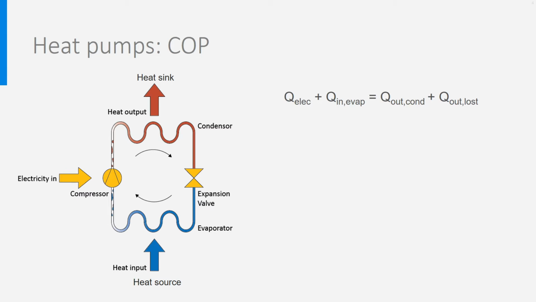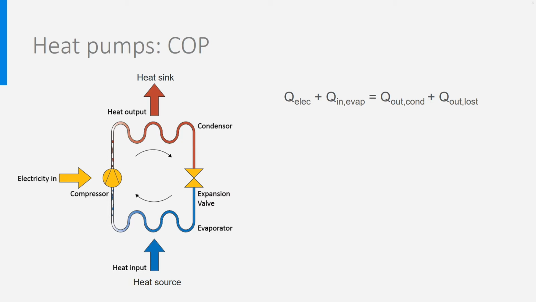Electricity in plus heat input from the evaporator should be equal to the heat delivered at the condenser plus some heat lost in the pipes and the casing. As we are in heating mode, we are interested in the heat produced at the condenser side, the heat coming out of the condenser, and that we call the heat sink. The heat input at the evaporator is called the heat source.